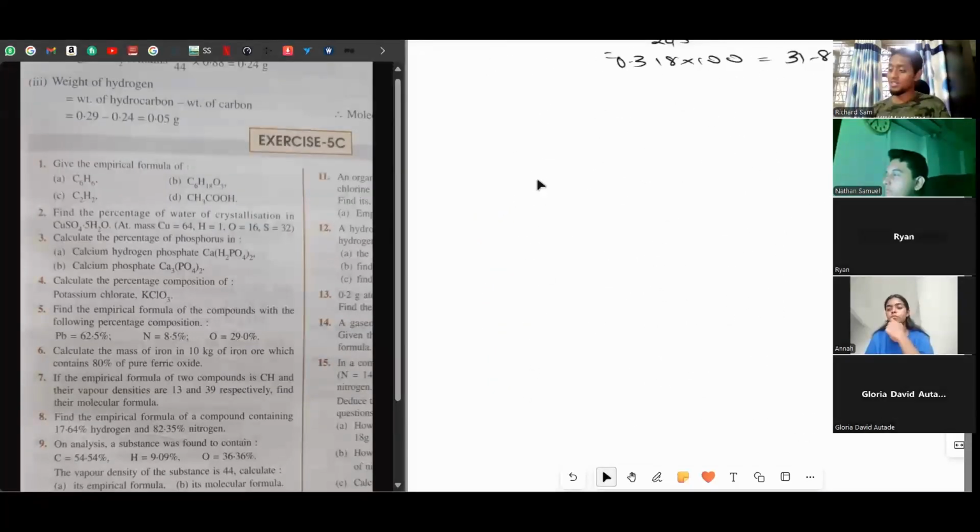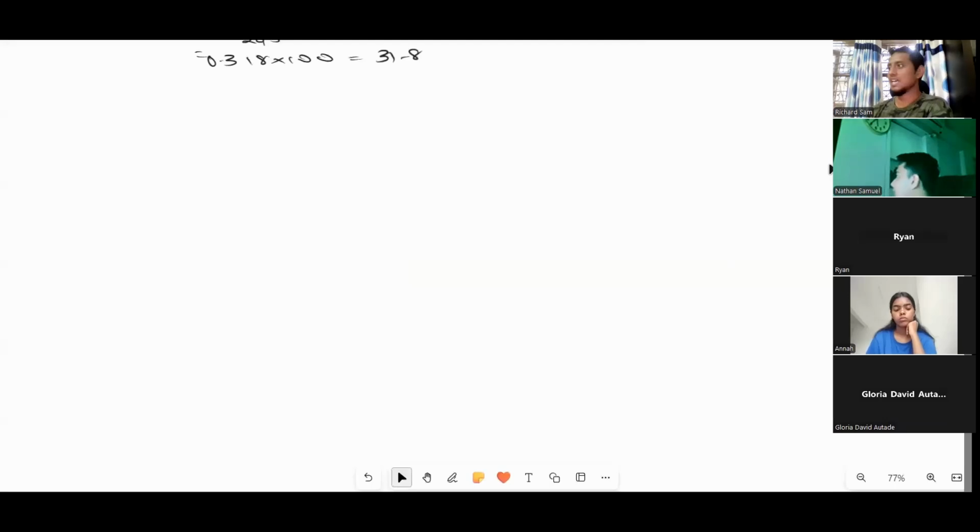Listen carefully, everyone, because this empirical formula is easy, but a lot of steps are there and a lot of calculation again. Now, what is the meaning of this word empirical formula? Have you heard of it? Do you know what it is? Empirical formula is the simplest ratio of elements in a compound.